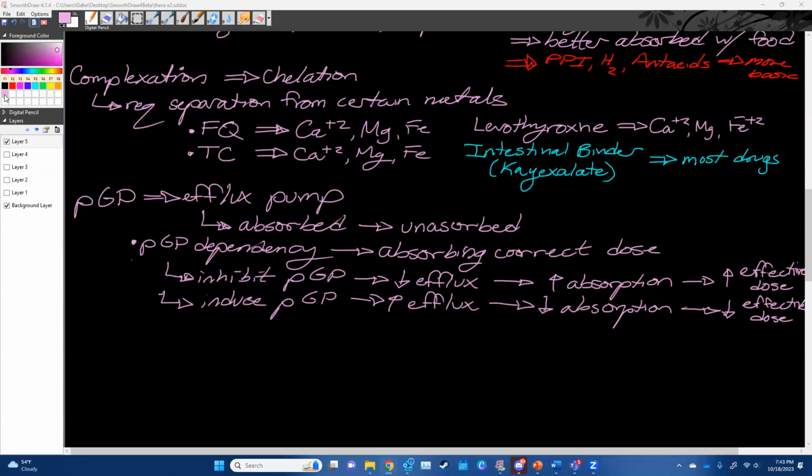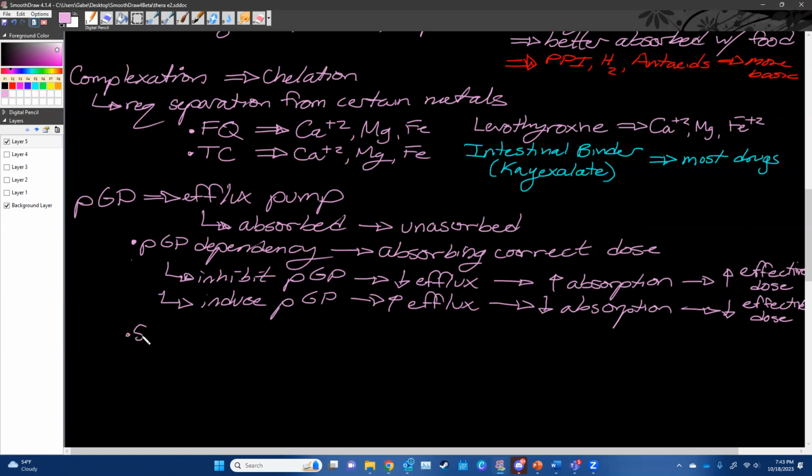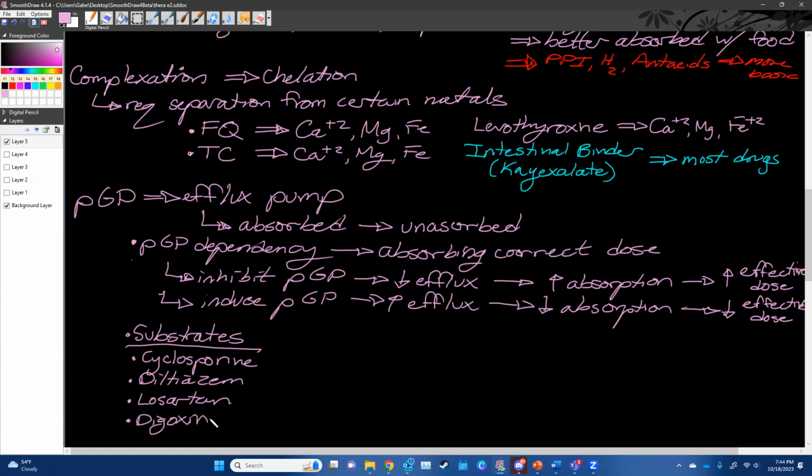So we have a few different drugs that are substrates of P-glycoprotein. These are things like cyclosporine, diltiazem, which is probably one of the most common calcium channel blockers out there. You guys have probably seen the drug losartan hanging around. That's a big one. And does anybody know what is special about digoxin and why we want to be careful about digoxin?